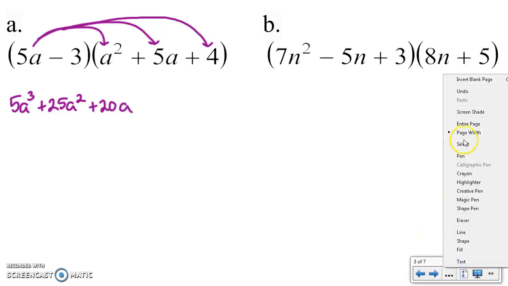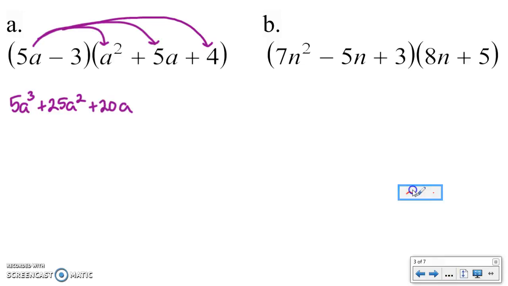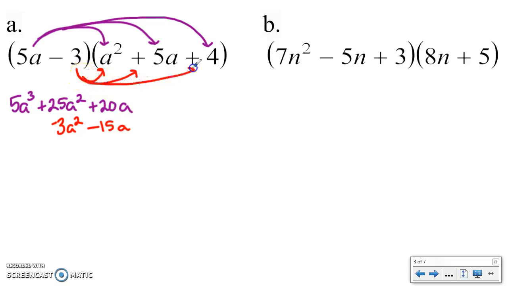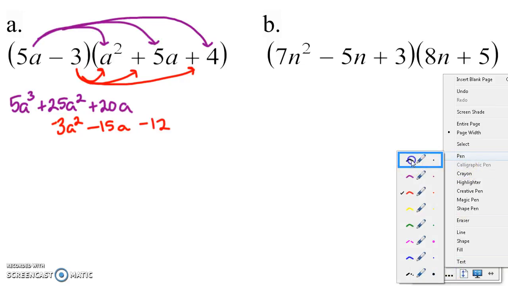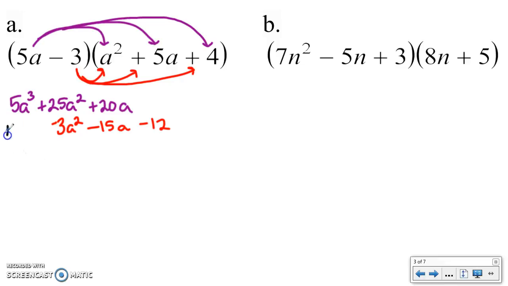Now I'm going to go ahead and move to the second term in the first group and distribute that one, or FOIL that one out. So negative 3 times a squared, I'm going to write it under here so I have room, negative 3a squared. Negative 3 times 5a is negative 15a, and negative 3 times 4 is negative 12. The way I wrote this up, it made it kind of nice to go ahead and combine your like terms.